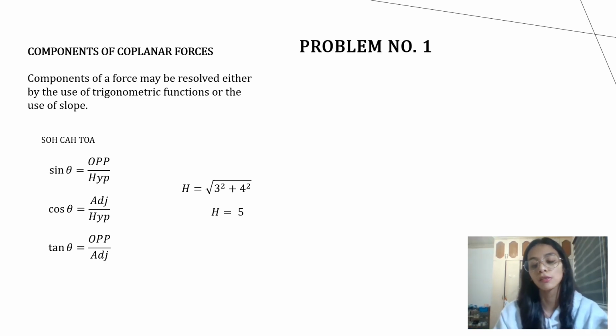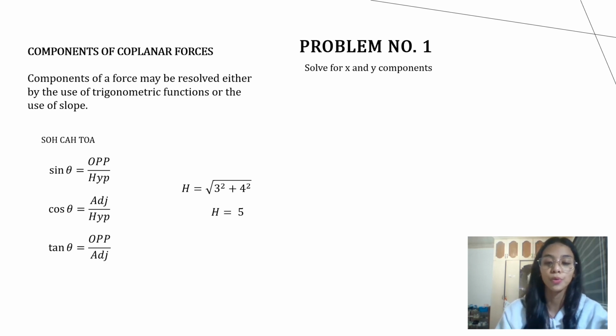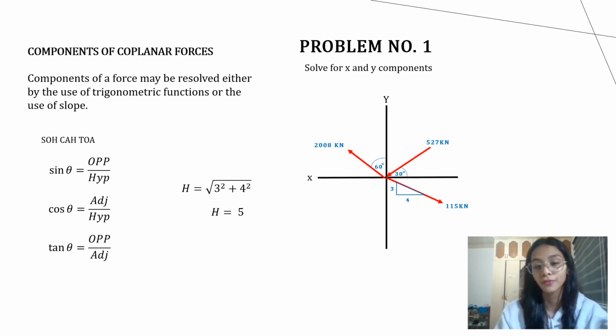Here is a given example that says solve for the x and y components. As you can see, we have here our x and y components with lines of action and forces: 2008 kN pointing upwards to the left with a 60 degree slope, 527 kN pointing downwards to the left with a 30 degree slope, and lastly 115 kN pointing downwards to the right with a slope of opposite 3 and adjacent 4, and we have to find the hypotenuse, which is the given formula here.